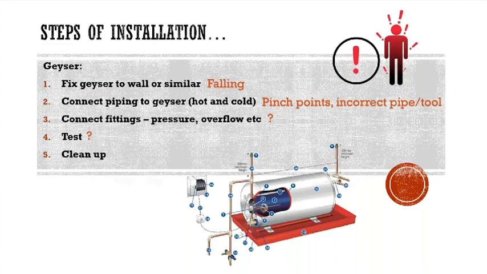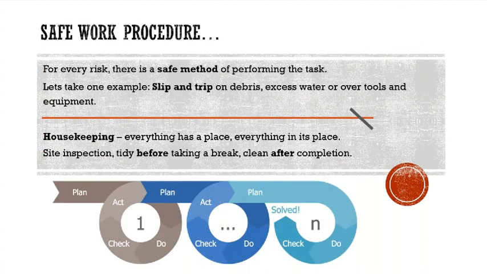But let us take a look at the last one, cleaning up. Now this type of hazard becomes a slip and trip hazard, and you've heard this before. Slipping and tripping is one of the most common injuries in the workplace, just purely because of complacency. Now with any one of these tasks, or with any one of these hazards and risks that we mentioned, there is a safe working procedure. There is a way to perform it safely.